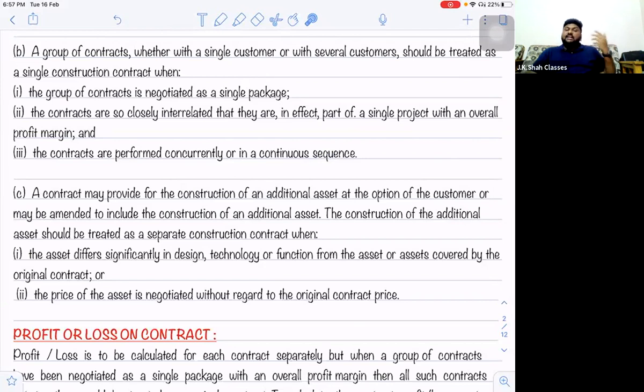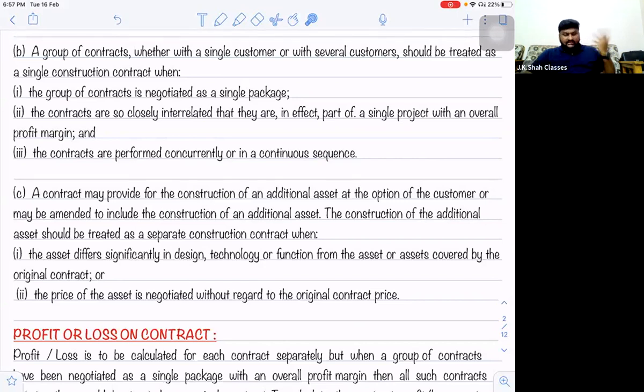So if these 3 conditions are satisfied, even if you have signed 4 different contracts, it will be considered as one single contract for accounting purposes only. For accounting in the books of accounts. Right?